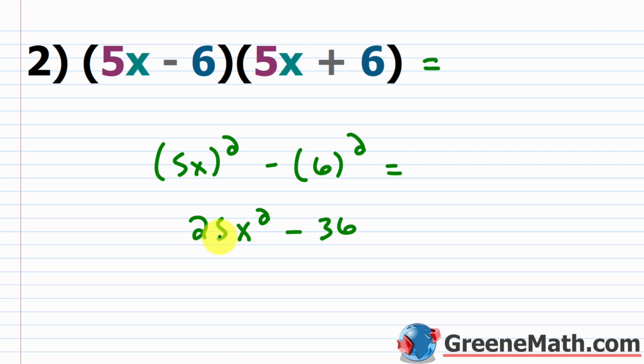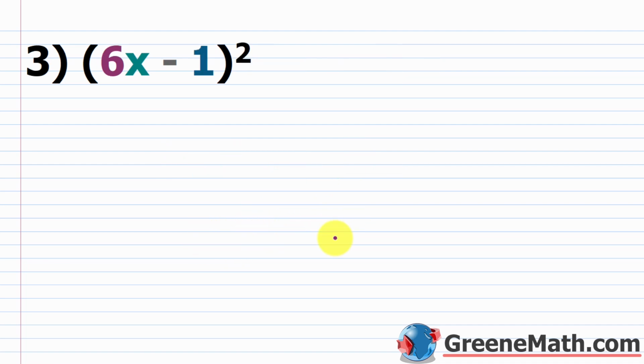So that's going to be my answer, the 25x squared minus 36. All right, let's look at problem number 3. So we have the quantity 6x minus 1 being squared. So I want you to recall in the lesson, we talked about a little formula for this.